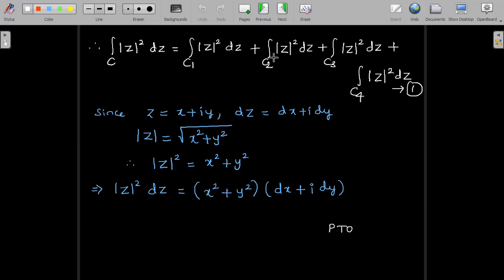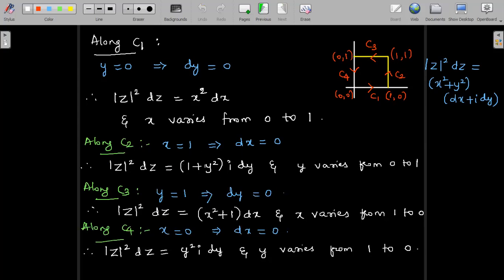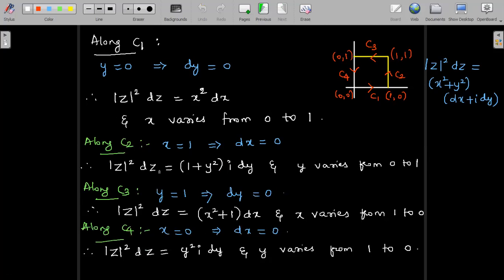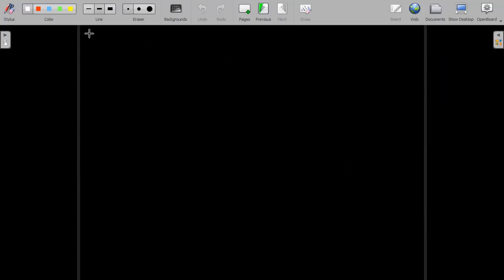Like that, |z|² dz along C2. Along C2, I can write it down as (1 plus y²) into i dy, and the limits for the integral: y varies from 0 to 1. Similarly, along C3, |z|² dz is (x² plus 1) dx, and the integral limits will be from 1 to 0. And along C4, |z|² dz can be written as i y² dy, and the limits for y can be written as from 1 to 0. So we need to work this in the next page now.